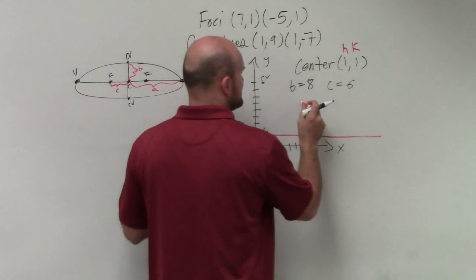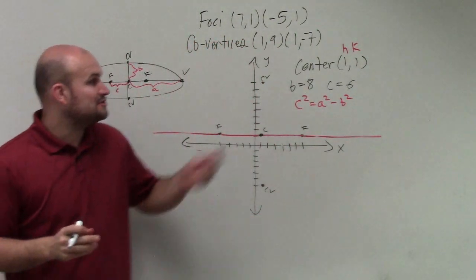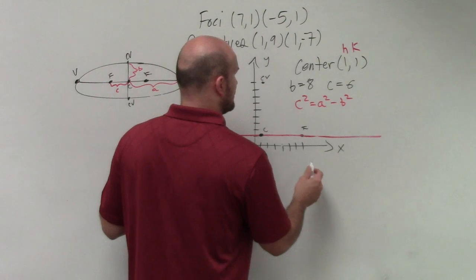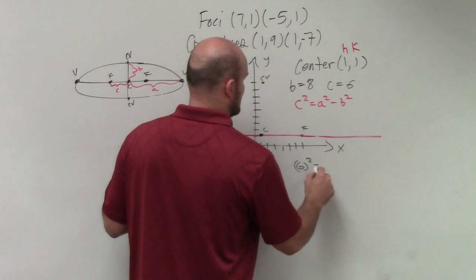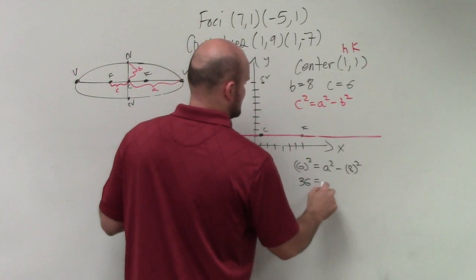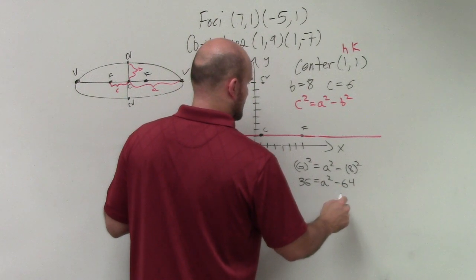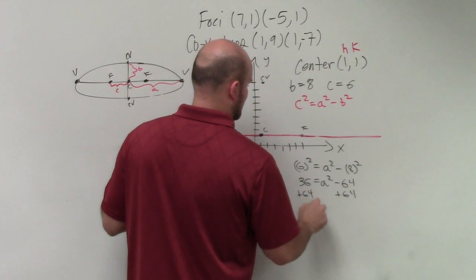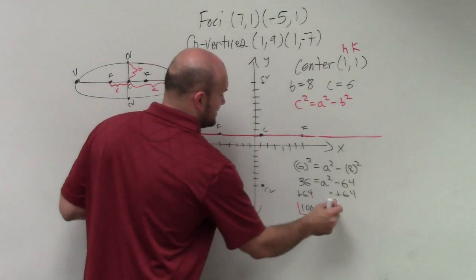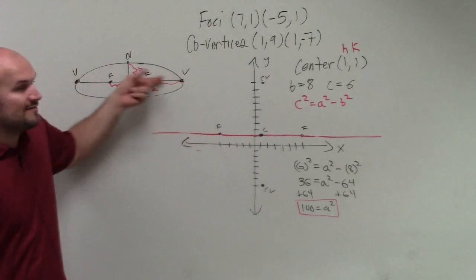Fortunately for us, though, we have this equation. C squared equals a squared minus b squared. So if I have 2 of those pieces of information, can I figure out what a squared is? Yes, of course I can. So I'll just type in 6 squared equals a squared minus 8 squared. 36 equals a squared minus 64, plus 64 plus 64. 100 equals a squared. That's very important. I don't need to solve for a, because in my equation, I need to solve for a squared.